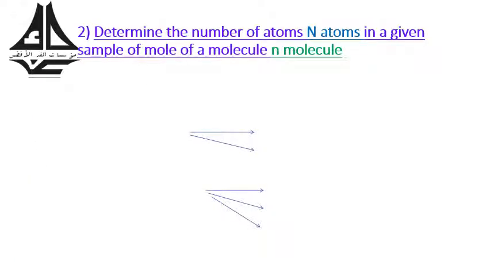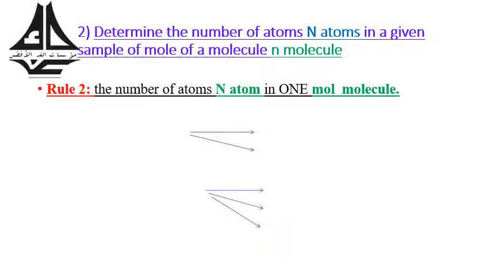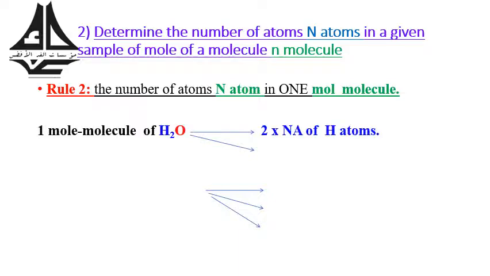Objective number 2: determine the number of atoms, capital N atom, in a given sample of mole of a molecule, small n molecule. So this is rule number 2 for determining the number of atoms in one mole molecule. The rule says that 1 mole molecule of water, we're taking as example water molecule H2O, but this applies to all molecules, we have 2 times Na of H atoms. So we multiply the subscript by Na to get the number of atoms in 1 mole molecule.